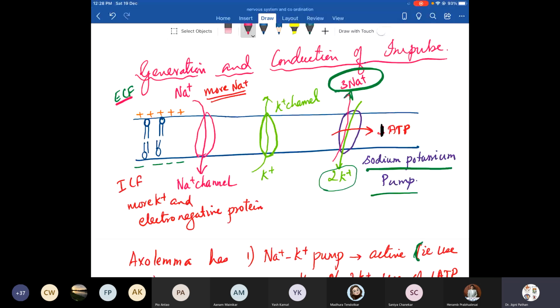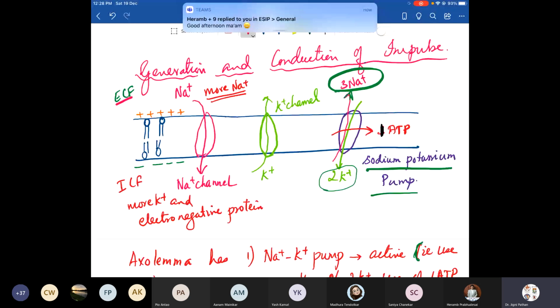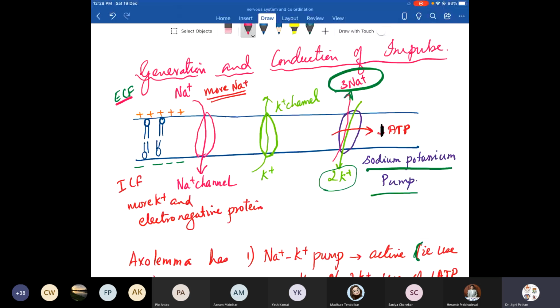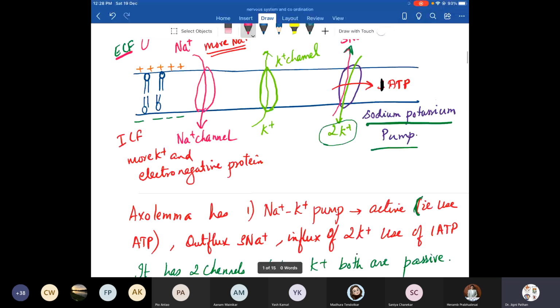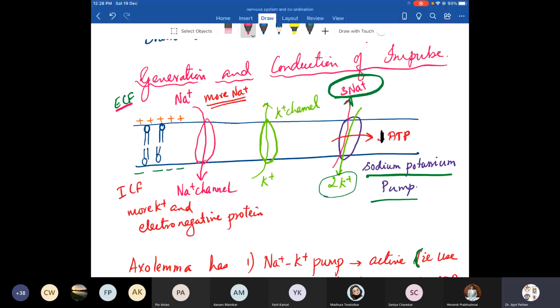At the resting potential, this stage is called the polarized state, when outside is positive, inside is negative. Now, the resting potential is how much? Minus 70 millivolt is the resting potential of the axolemma. Clear? Now, a stimulus is reached. That is a polarized state.